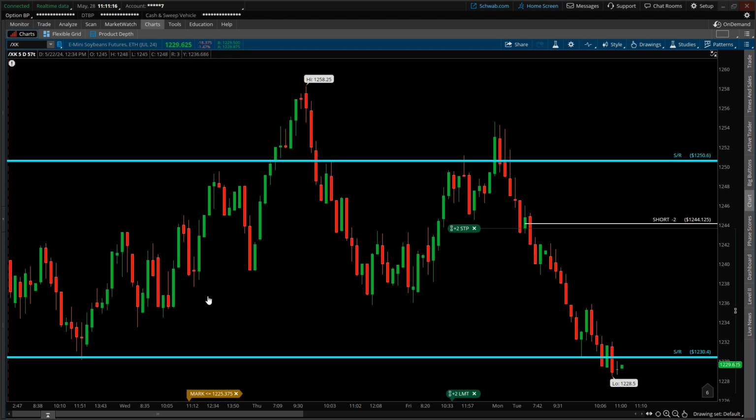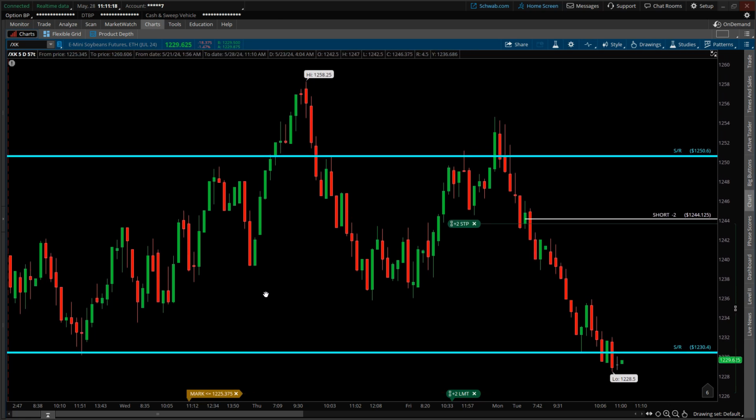$18.37. So this is a 7-day look back, and you can see here that I've marked up two reasonable support and resistance levels via the blue horizontal lines. The 7-day high is $1,258 back on May 23rd, and price has just hit a 7-day low of $1,228.